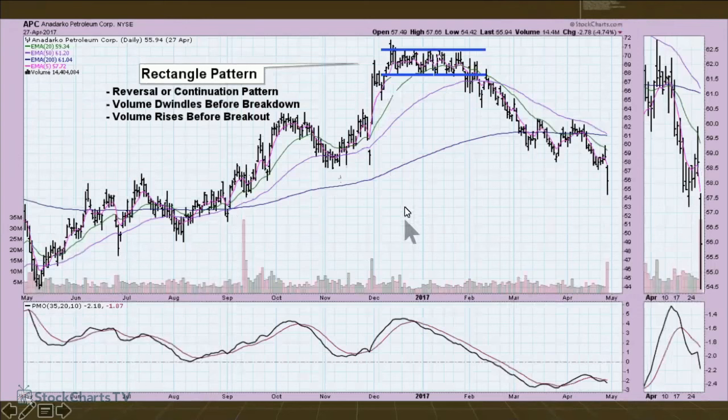And you'll watch, usually volume will start to dwindle from the beginning into the end of that pattern, and it'll rise if we're going to get a breakout at the end. If we're going to get a breakdown, you'll really see volume start to peter out.